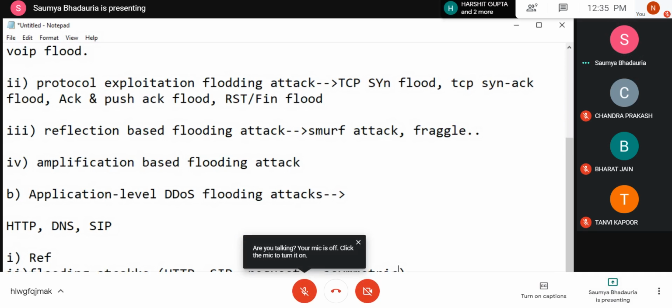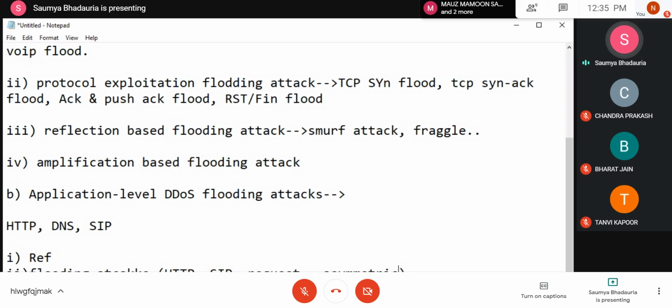Anybody among you answer me: deploying a defense is much easier at which end? Is it easier at the source end, or at the destination end, or in the network? Ma'am, it will be the destination. Yes.